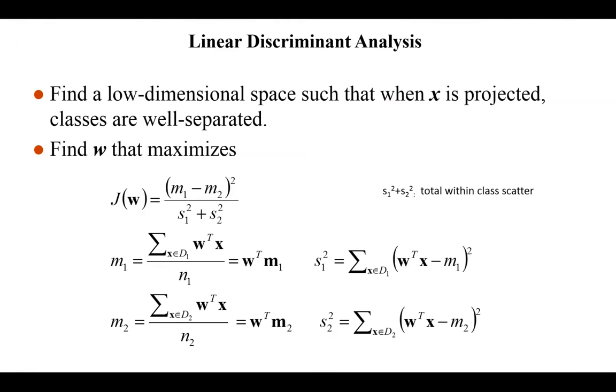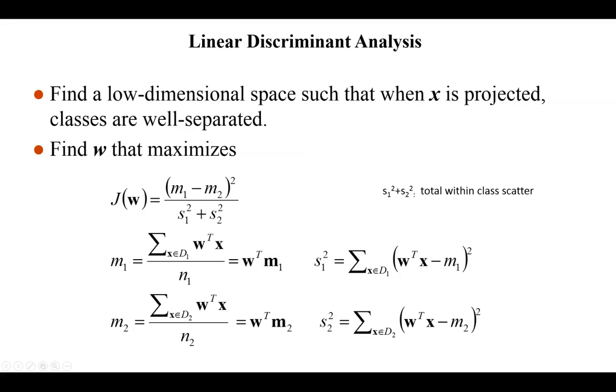Another approach to reduce the dimensionality by combining features is to use multiple discriminant analysis, which seeks a projection that best separates the data. We need to find a vector W that maximizes J of W. In the case of two categories, it is (M1 minus M2) squared divided by S1 squared plus S2 squared.